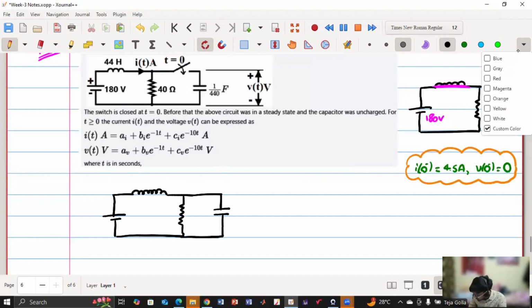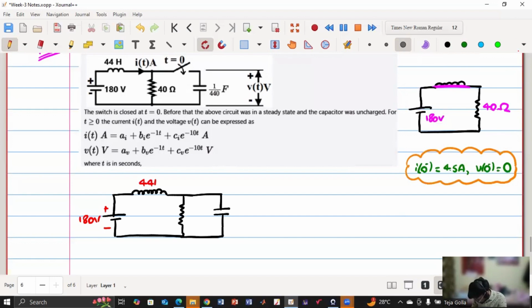Okay, so the values are plus minus 180 volt, 44 Henry. This they are calling I of t. And then this I'll call IC of t. And then this I'll call IR of t. And R is 40 ohm. And this is 1 by 440 farad. And then this they are calling V of t.